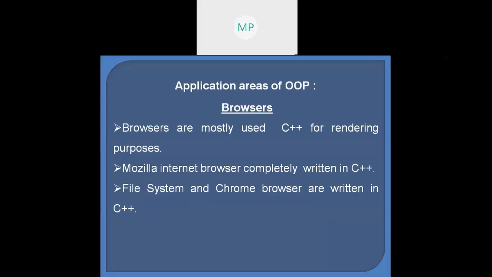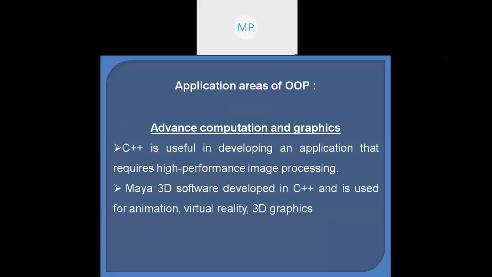File systems and Chrome browsers are all written in the C++ language. Advanced computation and graphics: whenever you are using advanced computational and graphics work, we can use the C++ language. As we know, C++ is useful for developing applications that require high-performance image processing. At that time we can use this C++ language.